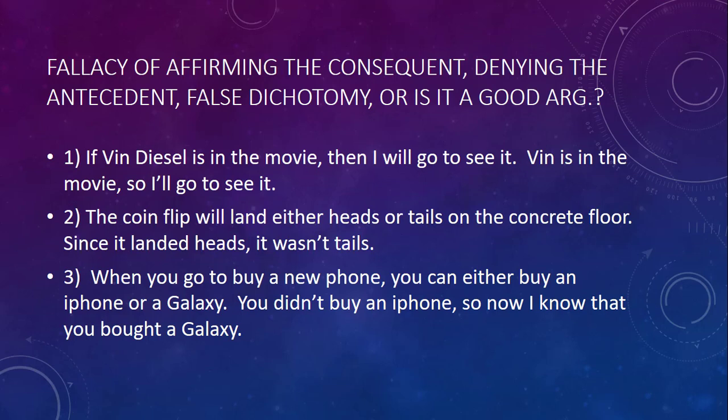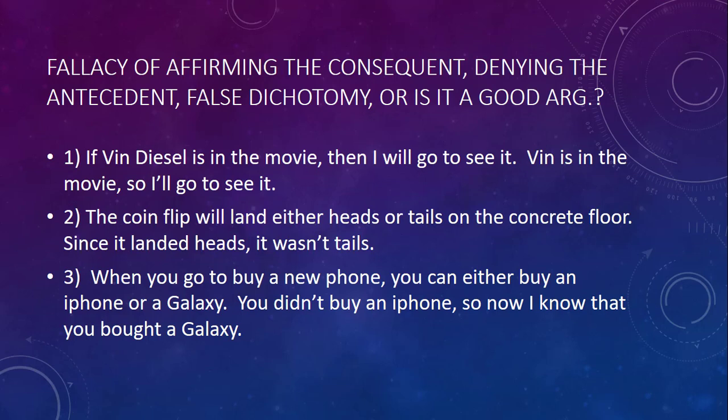Right? So this is affirming an exclusive disjunct, and this is a fine way of reasoning. Okay, so let's move to number 3. When you go to buy a new phone, you can either buy an iPhone or a Galaxy. You didn't buy an iPhone, so now I know that you bought a Galaxy phone.